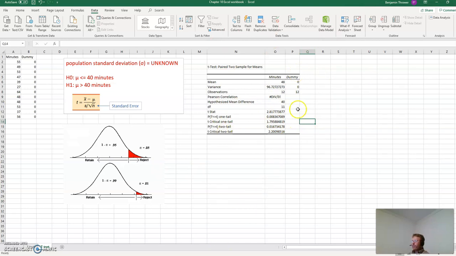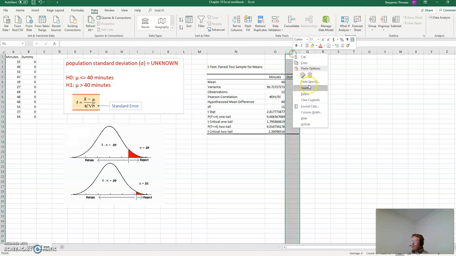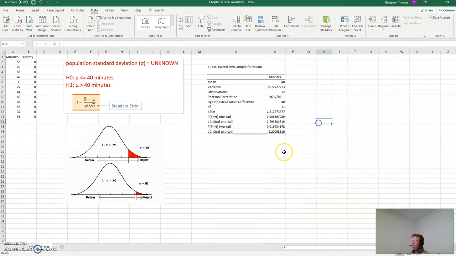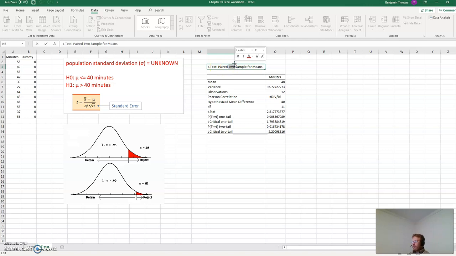Okay, so let's change a couple things on here. First off, let's take out this dummy column. We don't need that. Remember, we just put that in there so Excel would function properly. Two sample. Well, this is a t-test of a one sample mean. Okay.